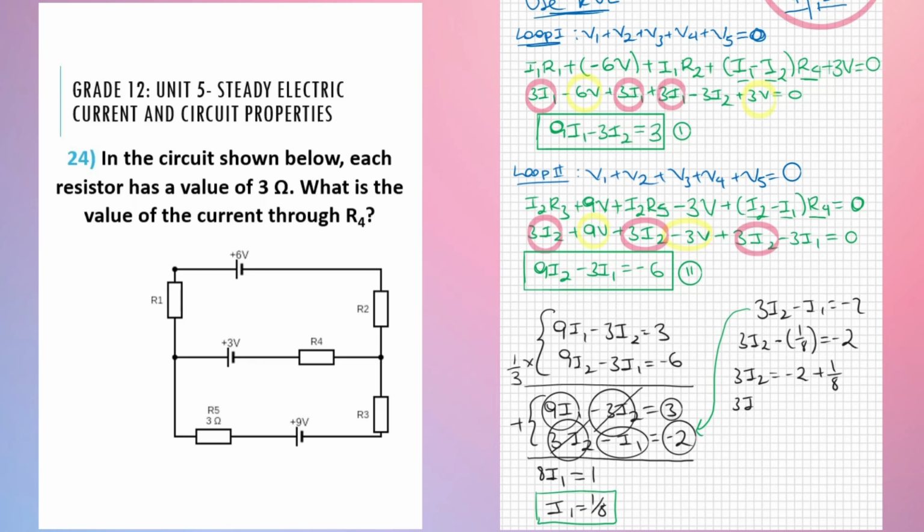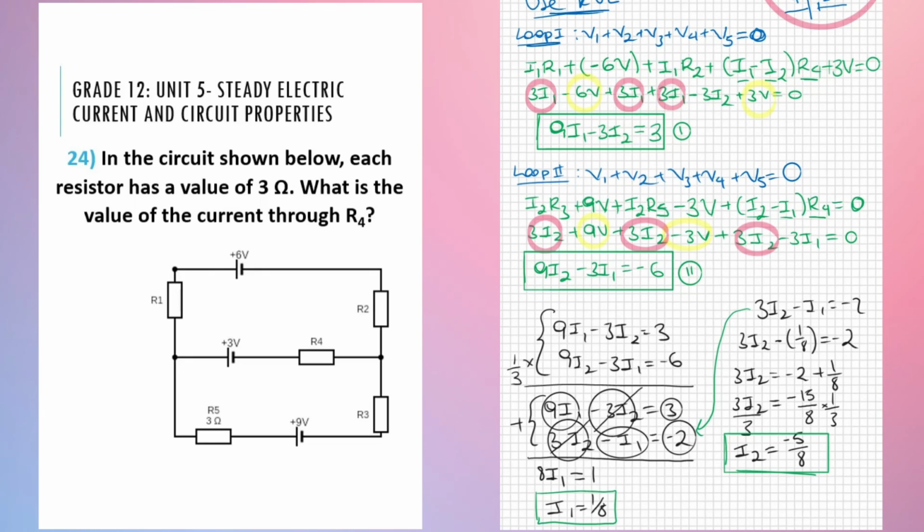3I2 is equal to minus 2 times 8, which is minus 16, plus 1. That would be minus 15 over 8. Let's divide both sides by 3. So we have that I2 will be equal to 15 divided by 3, which is 5, so minus 5 over 8, and that will be our value for I2. So we just used some math, simultaneous equations, in order to find I1 and I2.